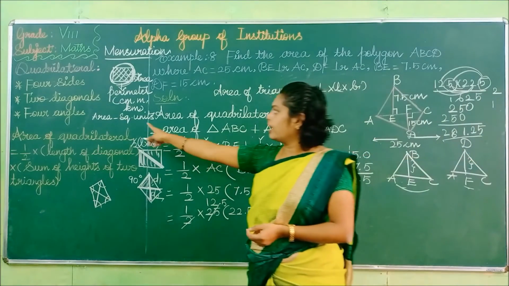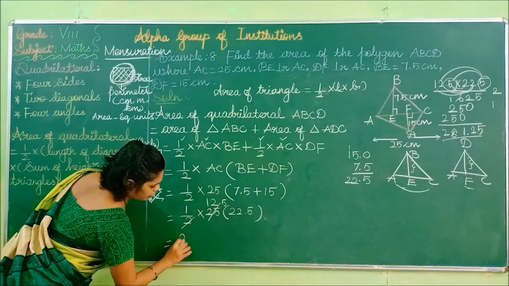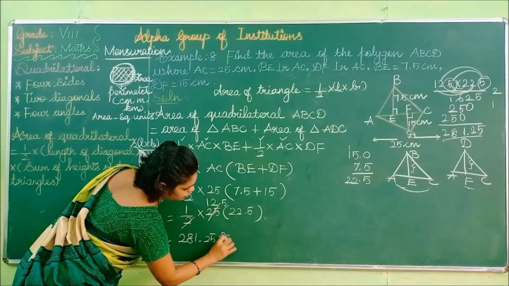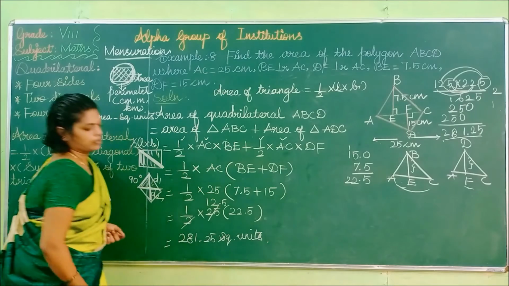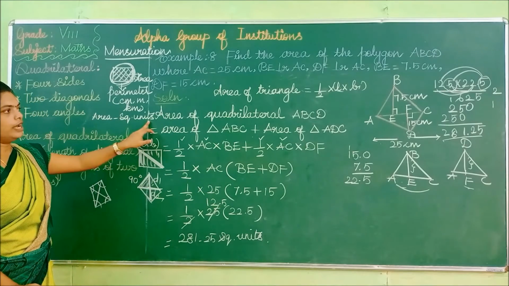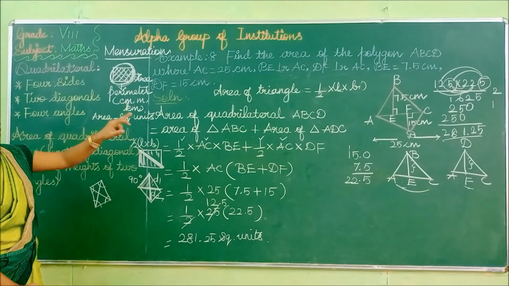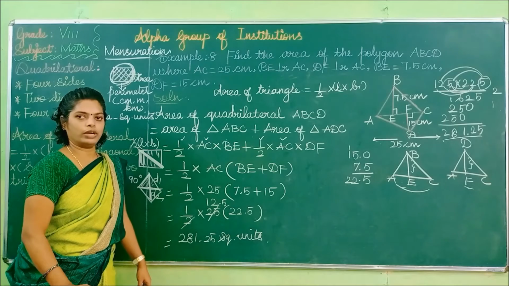What is the unit we have to use? For area we have to mention square units. So the value is 281.25 square units. At last you have to write the area of the polygon they have asked in the question. The area of the polygon ABCD is equal to 281.25 square units.